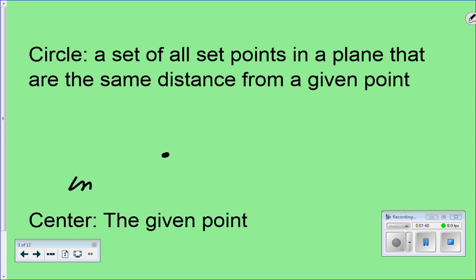Okay, so here's your center. And then it's like having a set of points that are the same distance all the way around that center point. So if you think about a circle, it really looks like this. But just imagine those are all little points that are connected together that look like a line. So that's what a circle is. Center would be the middle of it.